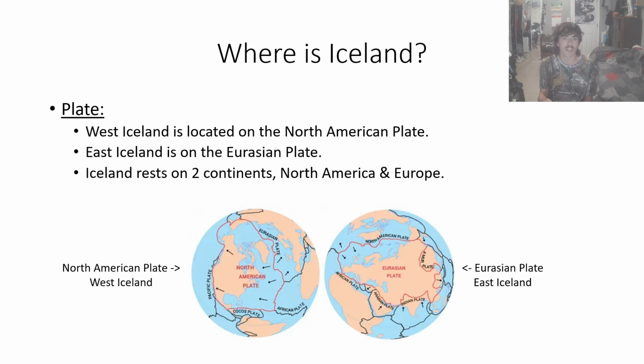So today, we're going to start off by looking at the plates that Iceland is located on. The east part of it is located on the Eurasian plate, and the east part of the country is actually a part of Europe, while the west part of Iceland is located on the North American plate, and the west part of Iceland actually is in North America. So Iceland is one of the only countries, if not the only country, I believe, to be located on two continents at the same time, which is a pretty interesting fact, and pretty cool, I guess.